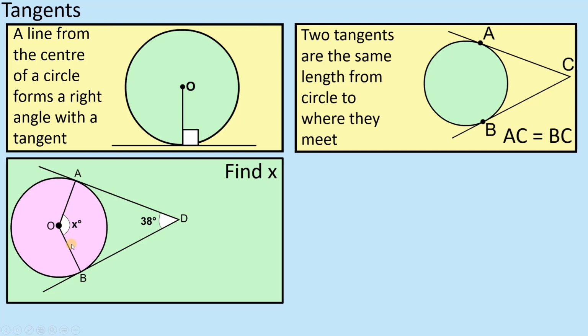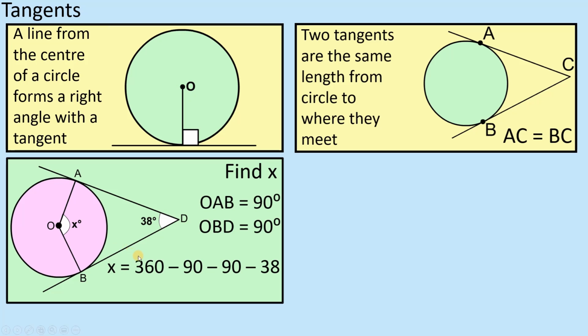1, 2, 3, 4, it's a 4-sided shape. So quadrilateral. The angles in a quadrilateral add up to 360. So because I know that this one's 90 and this one is 90, well, 90 plus 90 plus 38, if I take that off 360, it's going to give me that one, isn't it? So 360 take away the three angles that you've currently got is going to leave you with 142. So that's 142.